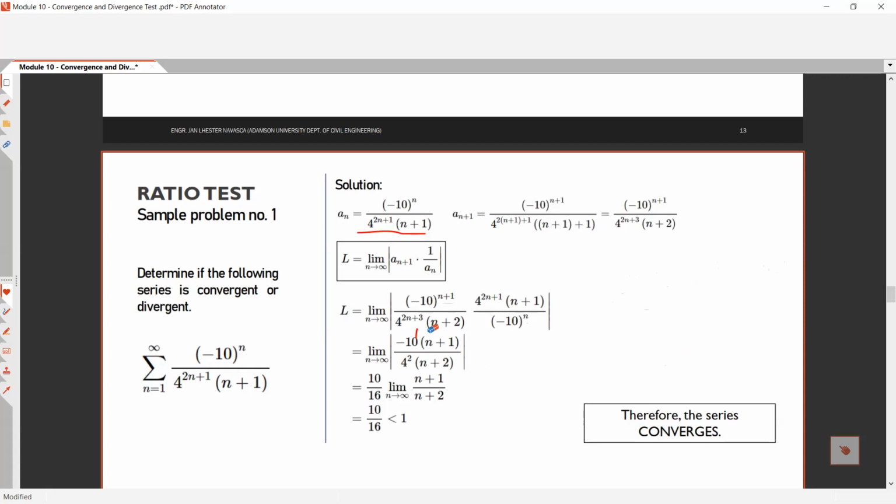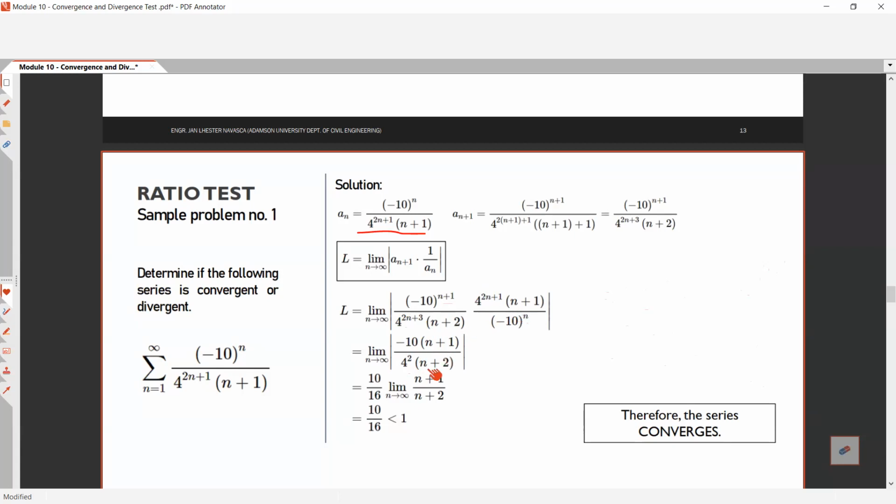Okay, so next is this one, of 2n plus 1 to 2n plus 3. So, 2n plus 1 minus 2n plus 3. So, what remains, the 2n cancels. So, 1 minus 3, that is negative 2. So, therefore, that is 4 to the negative 2. So, that is equal to 1 over 4 squared. That's why it goes to the denominator. So, that is this one, 1 over 4 squared.